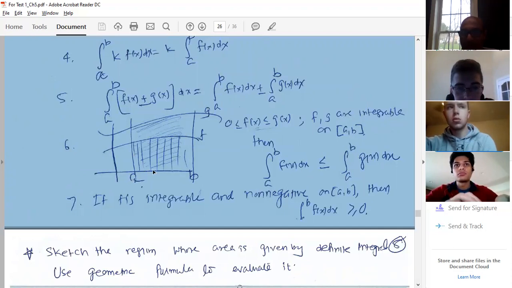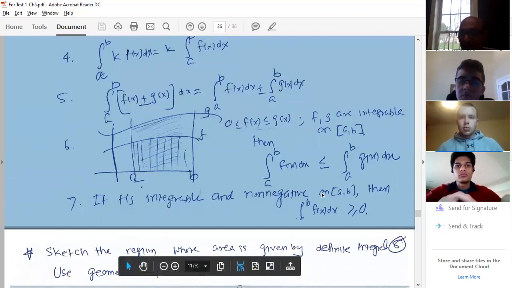Under the same curve, bounded by the x-axis and the same x equal to a and b. If the function is integrable and non-negative on a to b, then the integral of f(x) is always positive, greater than or equal to 0.